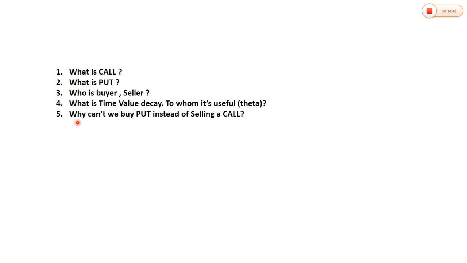Why can't we buy a put instead of selling a call? When we discussed, call is meant for an uptrend, and put is meant for a downtrend. Instead of selling a call, this is one question that I had a doubt about in the beginning. Instead of selling a call, why can't you buy a put? Because put is meant for downtrend, call is meant for uptrend. Selling a call is nothing but a downtrend view. So why are we not buying a put?